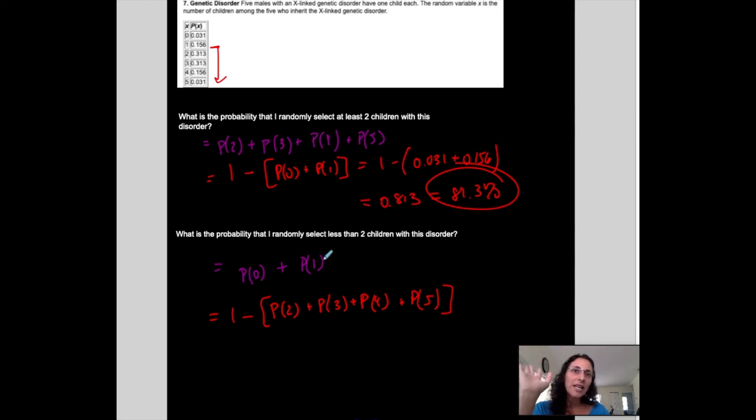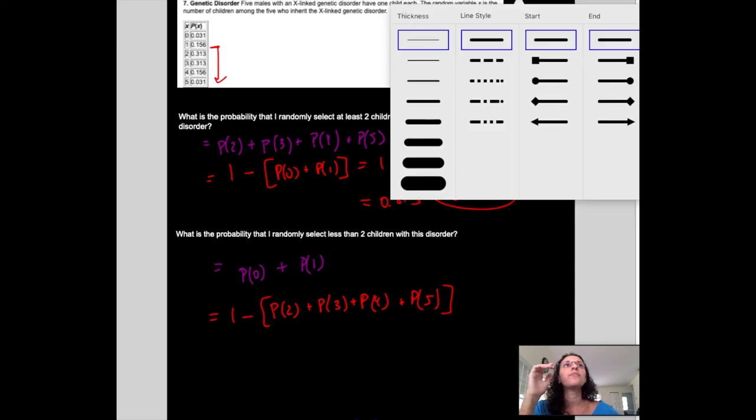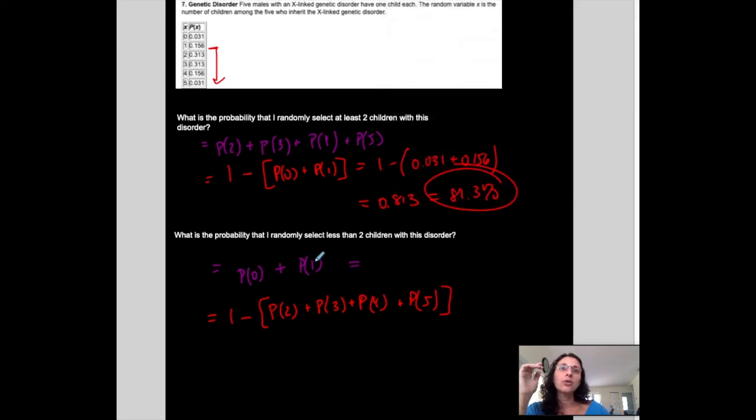If that's too many calculations, then I look at the complement and see if that's going to make my life easier. This complement is more calculations than the actual situation, right? Which one is easier for me to use? It's easier for me to go straight to the probability of 0 plus the probability of 1. 0.031 plus 0.156. That one's easier to do for this particular situation.